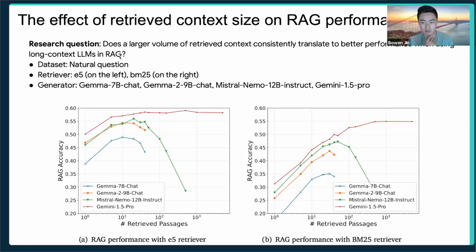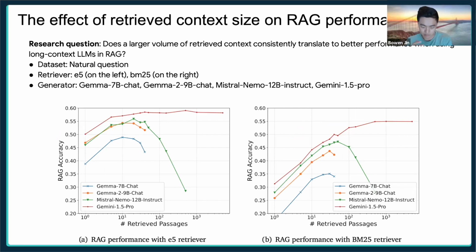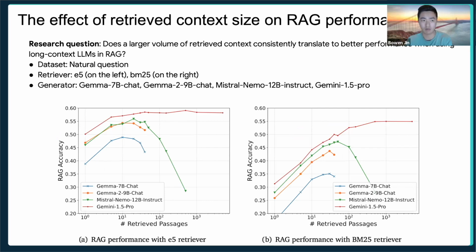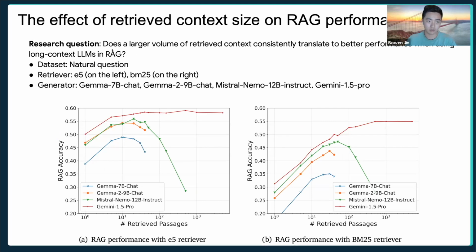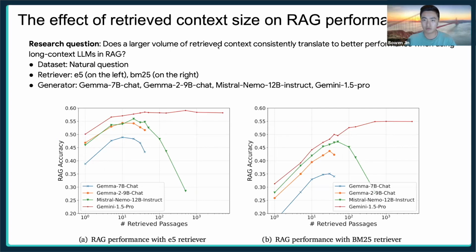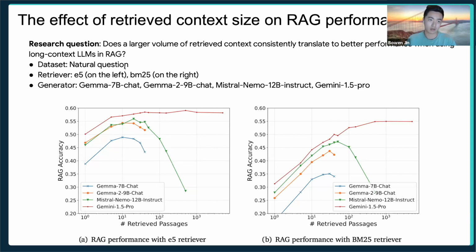When studying long-context LLM in RAG, we conduct the analysis in several steps. For each analysis step, we have one research question. For this page, this is our first research question: does a larger volume of retrieved context consistently translate to better performance when using long-context LLM in RAG?